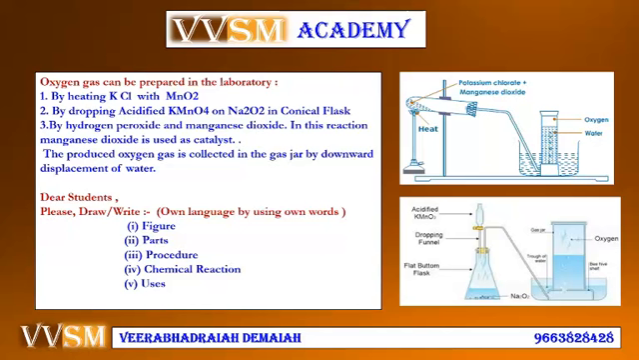Arrange the apparatus as shown in the figure. Take a mixture of potassium chlorate and manganese dioxide in a hard glass test tube, which is fitted with a stand, and heat with the help of a Bunsen burner. A chemical reaction takes place. The oxygen is liberated. The liberated oxygen passes through the delivery tube and is collected in the gas jar by the downward displacement of water.